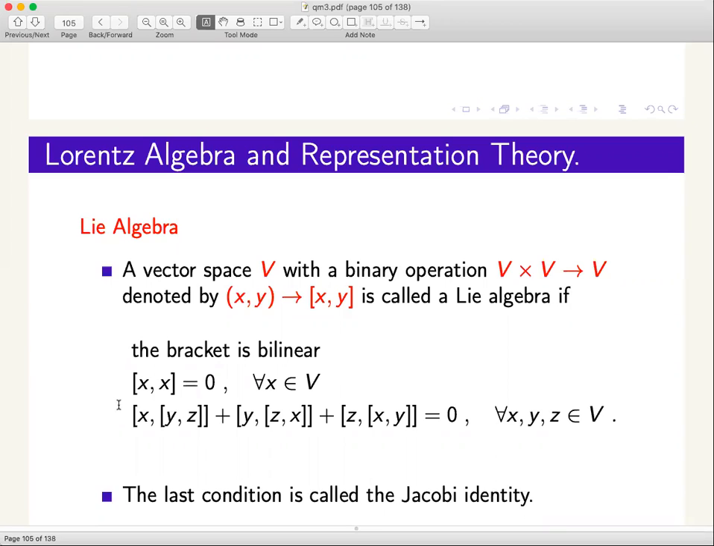Okay, I need to check. I think the Jacobi identity should have worked with this. Why is the Jacobi not working with the cross product? X cross Y cross Z... oh, it would work. It does work. It is valid. Okay.